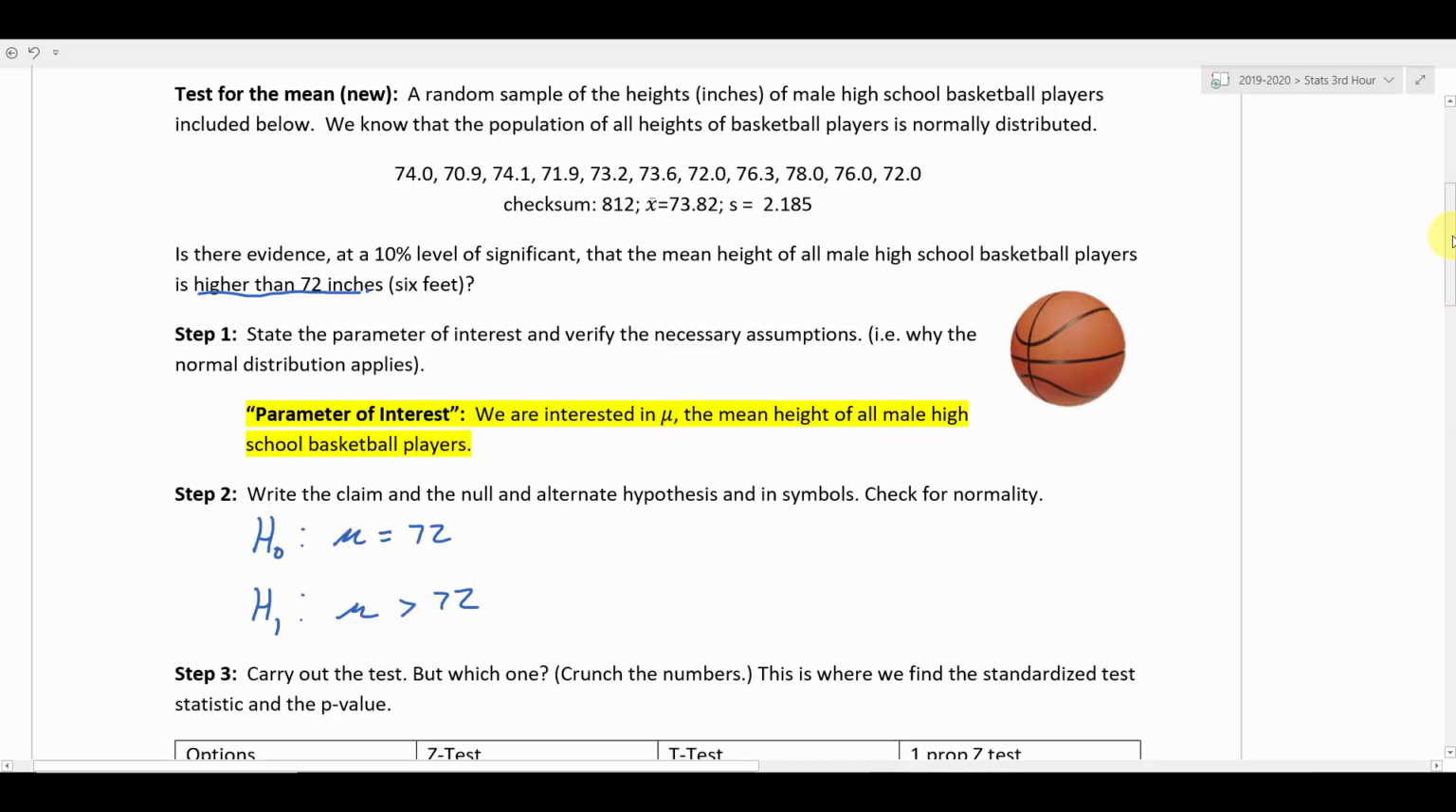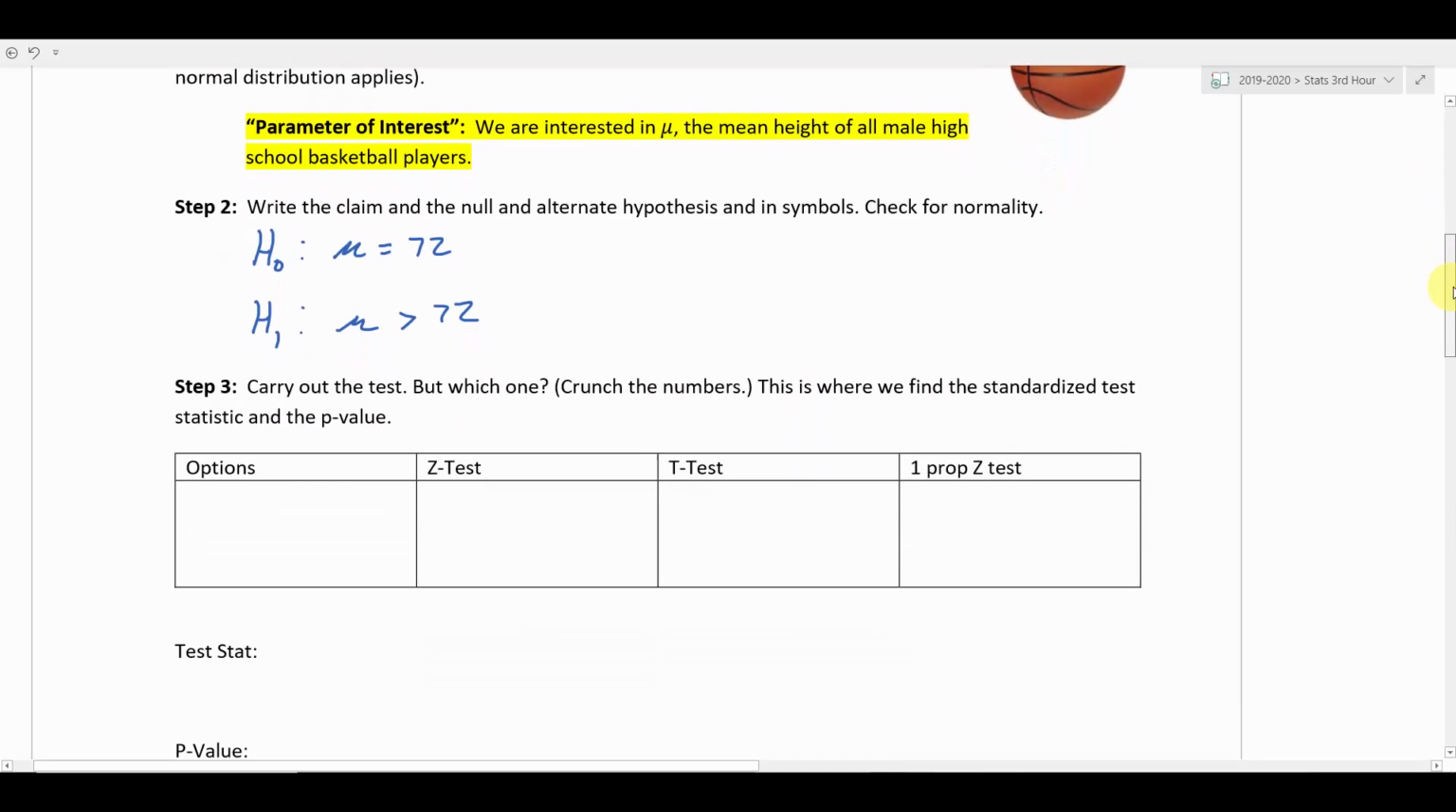All right, so let's keep going. We got our null and our alternate set up. Okay, step three here, we're going to carry out the tests, but which tests do we need to carry out? And I put this table here to help us think about that. We've only learned about 3 hypothesis tests in this unit so far. There's the z-test, the t-test, and the one-prop z-test. So the z-test and the t-test are both used when we're making a test about the mean. Okay, so these test the mean. The one-prop z-test tests a proportion.